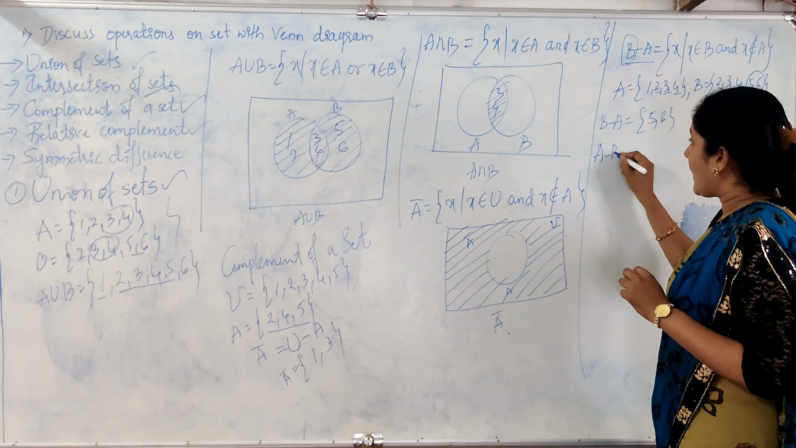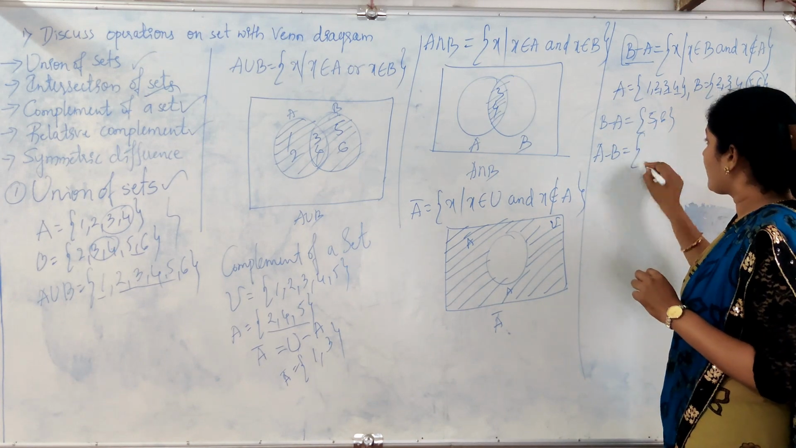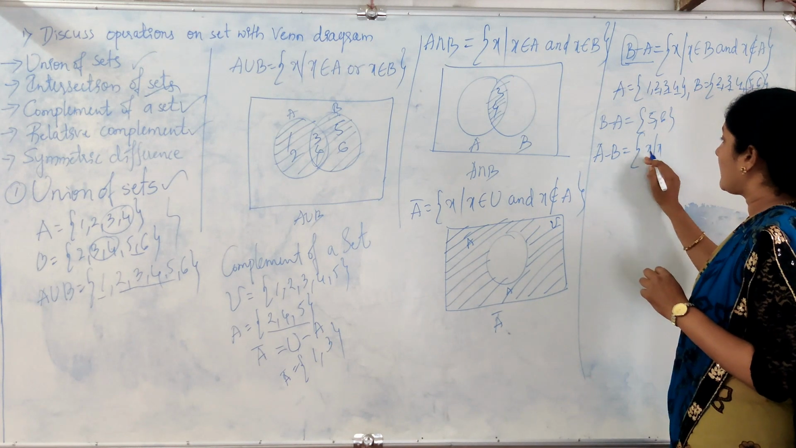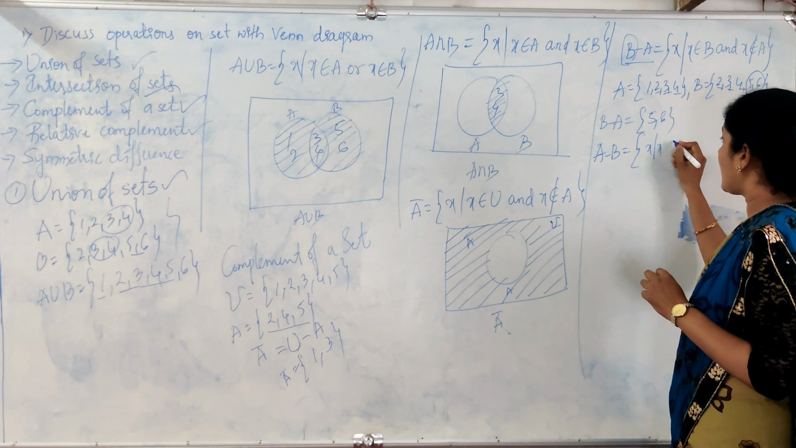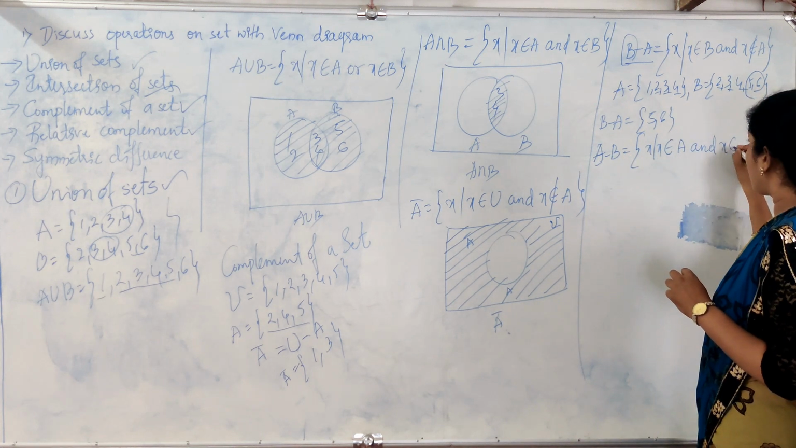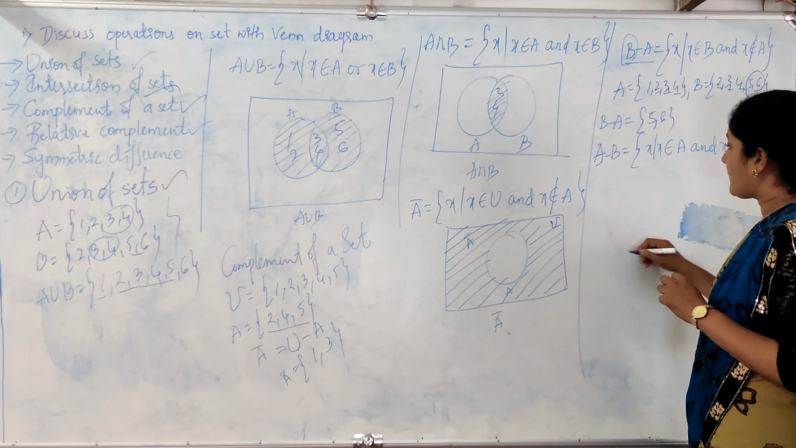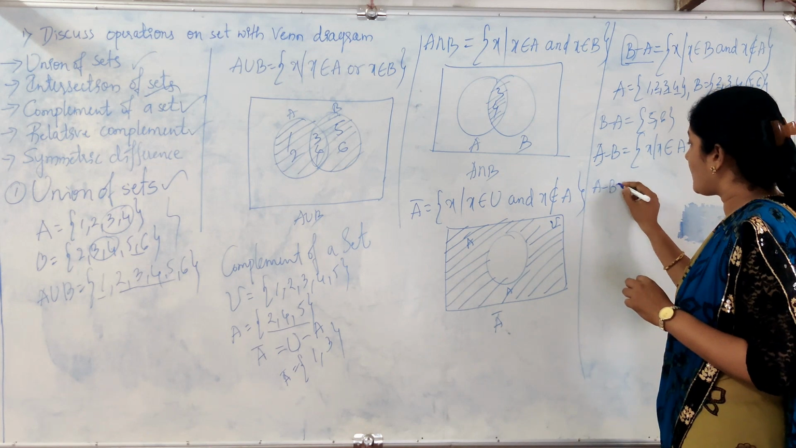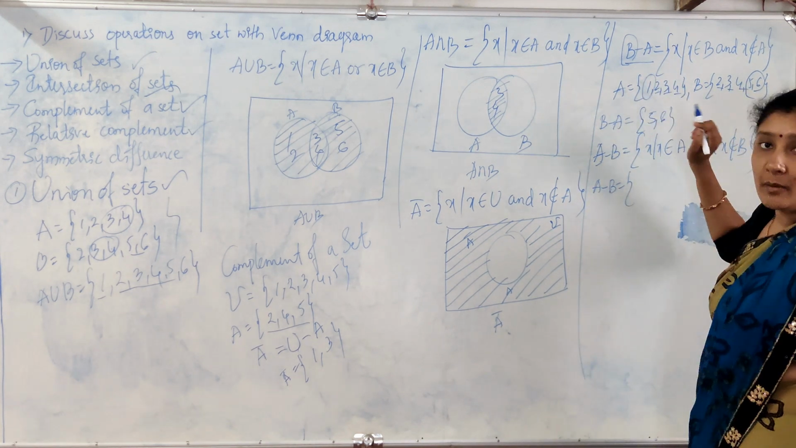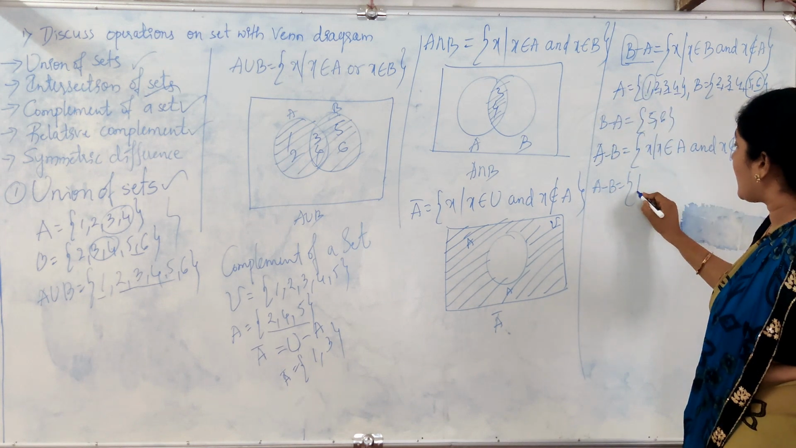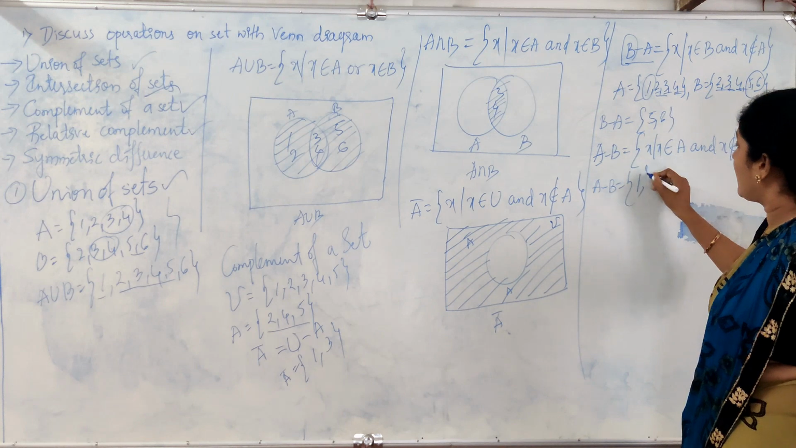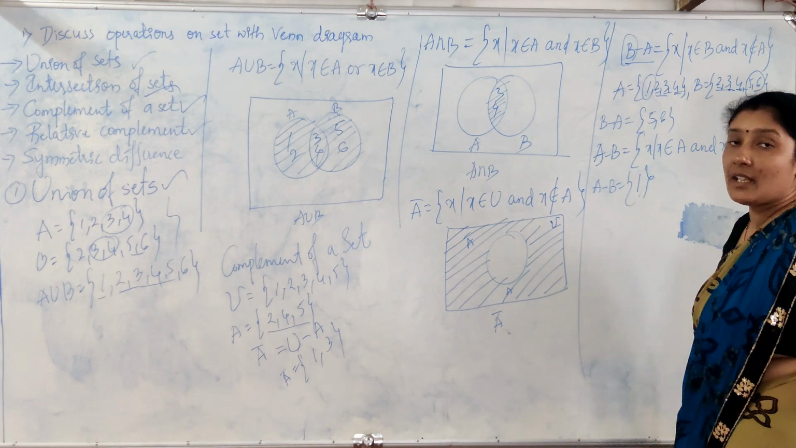Similarly, A minus B means what? An element X such that X belongs to A and X does not belong to B. So A minus B will be the elements present only in A but not in B. 1 present only in A. 2, 3 present here. 4 present here. So the answer is only 1.